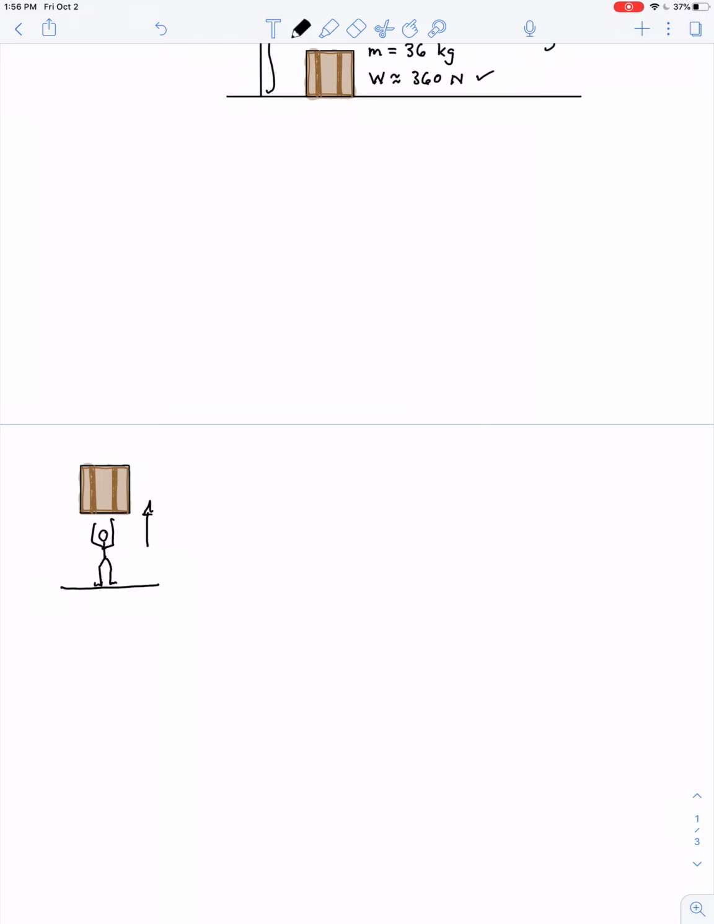Now, if you want to lift the box at a constant speed, then the force you apply upward should match the weight of the block. If you want to accelerate it as you lift it, then your applied force is greater than that. So we'll say this is the case of lifting it at constant speed. So the applied force is equal to the weight, which in this example is 360 newtons. And the displacement points straight upward.